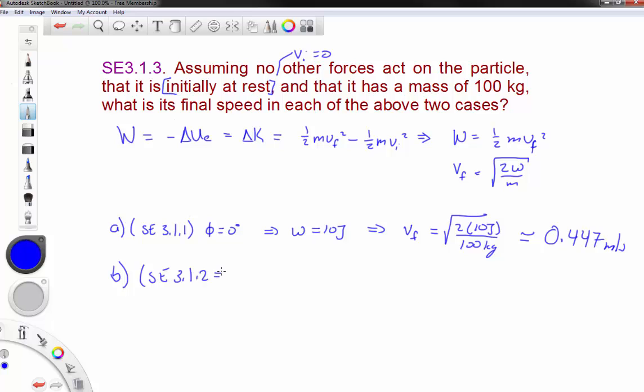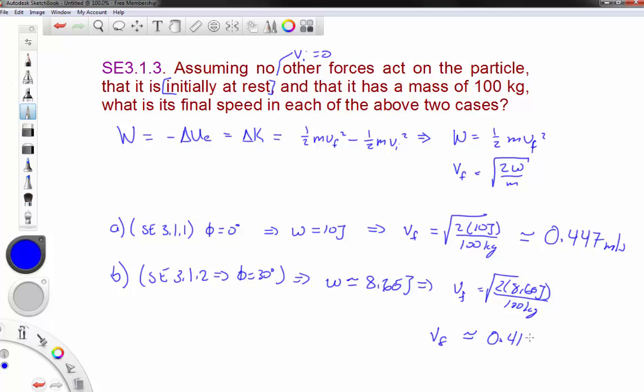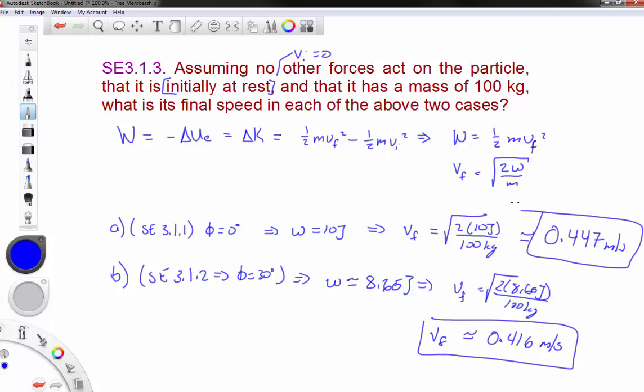Case B, which was short example 3.1.2, which is phi equals 30 degrees. The work done was approximately 8.66 joules, so v final is the square root of 2 times 8.66 joules divided by 100 kilograms, and so the final speed is approximately 0.4162, so rounded to 3 significant figures, it's 0.416. So that is the final speed in each case.